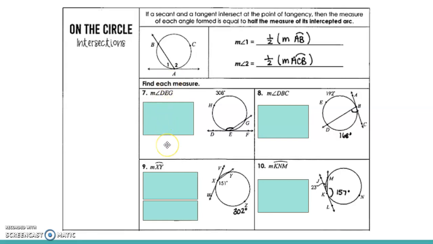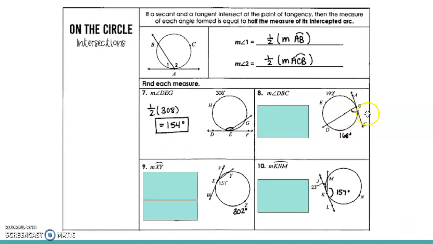If we look at our examples for this, number 7, I'm looking for the measure of the angle DEG. You can see that I drew that arc in there. They told me my arc measure is 308, so I'm going to cut that in half to get my angle measure. When I do that, I get 154 degrees. For number 8, we're also finding an angle measure, so we're finding DBC.